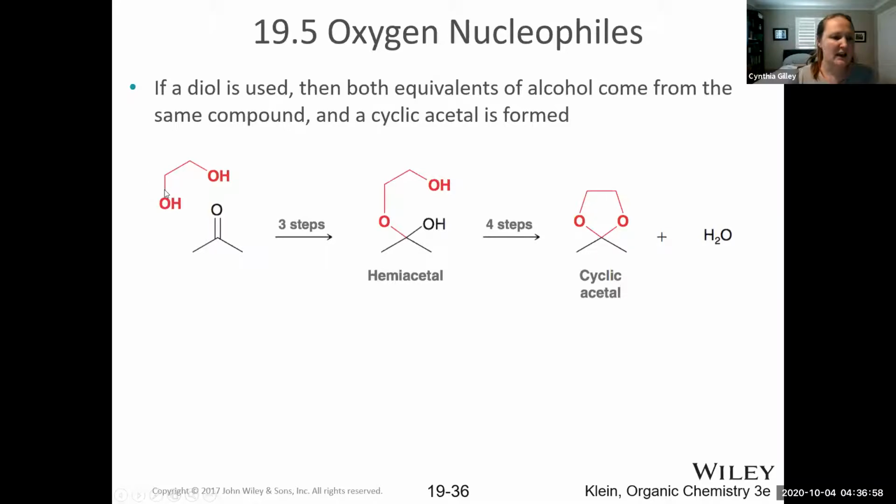When we use a diol, the two OH groups are tethered to the same carbon-based chain. As we go through the hemiacetal intermediate to the acetal, we now have a cyclic acetal product, which is favored at equilibrium. So it's easier to form.